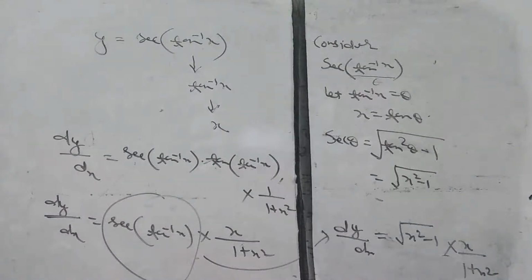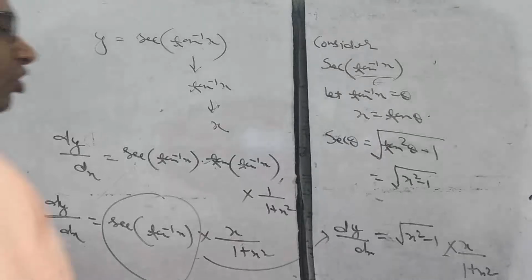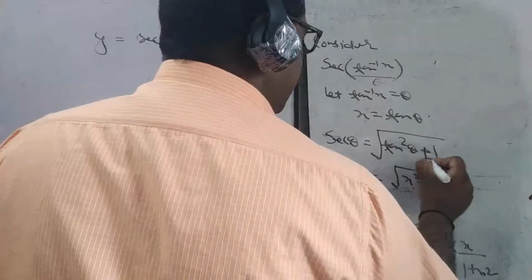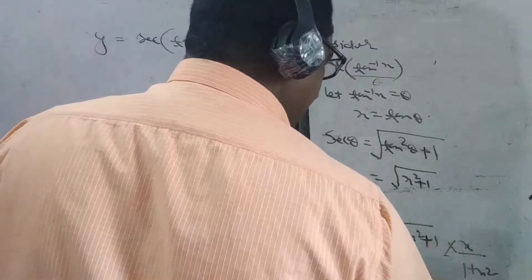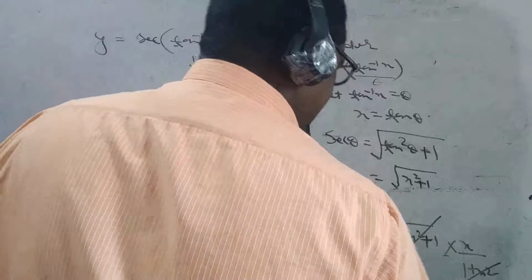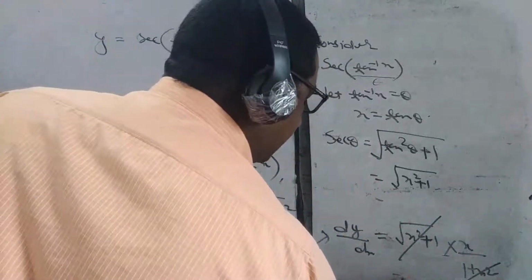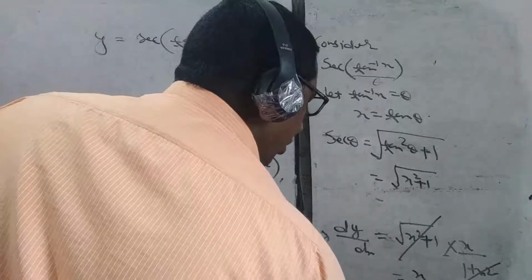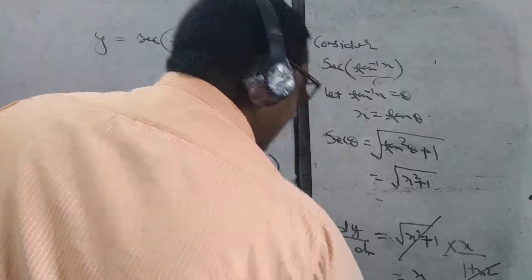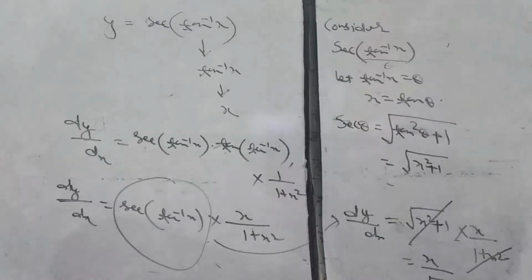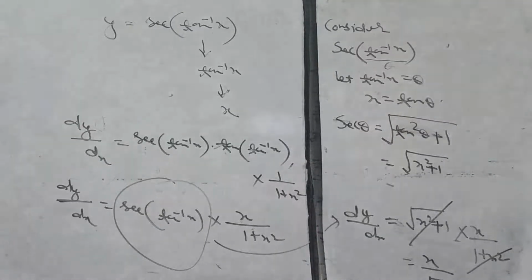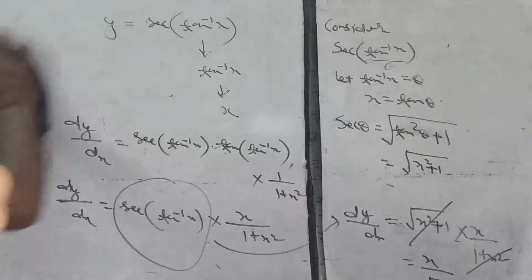Sec square theta minus tan square theta is equal to 1. I think I have written wrong here. This is plus 1, this is plus 1, this is also plus 1. Now this one cancels out. So our final answer is dy by dx is equal to x by under root 1 plus x square.